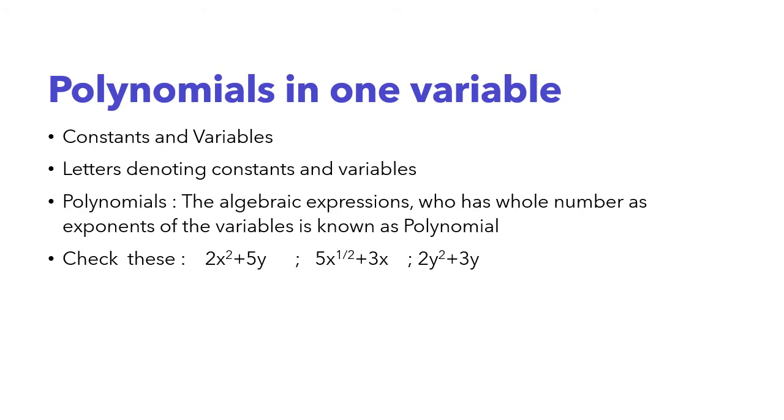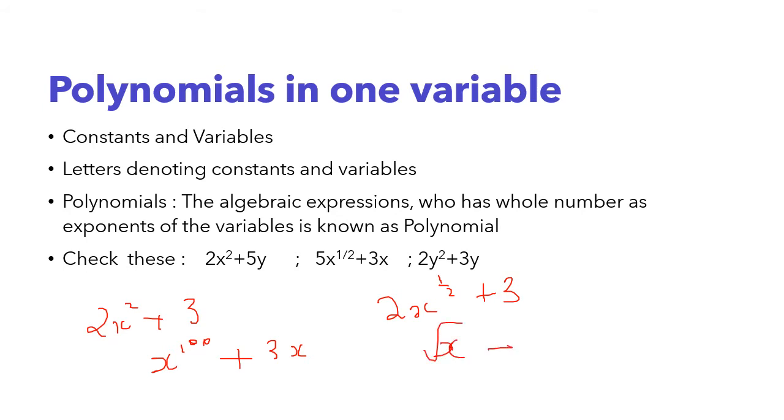I'll give you some examples, and try to find why some are considered polynomials and others are not. So 2x to the power 2 plus 3 is considered a polynomial. At the same time, 2x to the power 1 by 2 plus 3 is not considered a polynomial. Another example: x to the power 100 plus 3x is considered a polynomial, but root x plus 4x is not considered a polynomial.